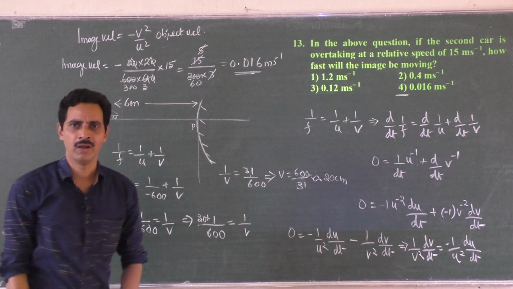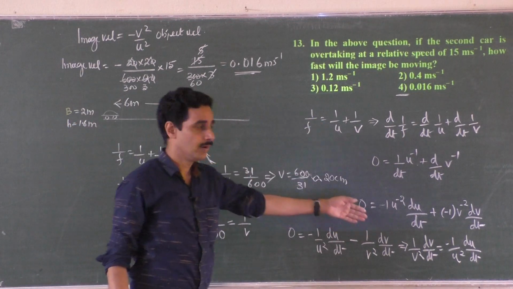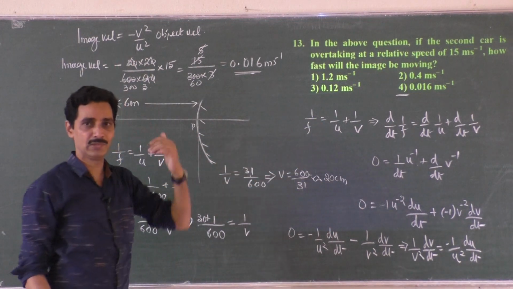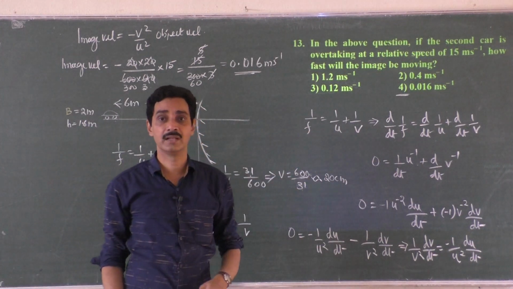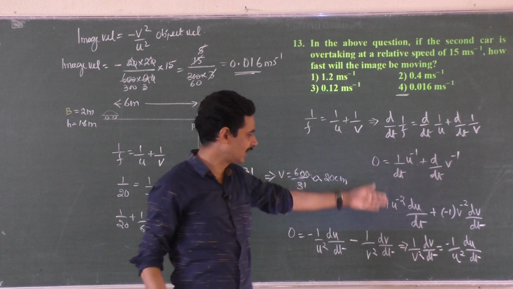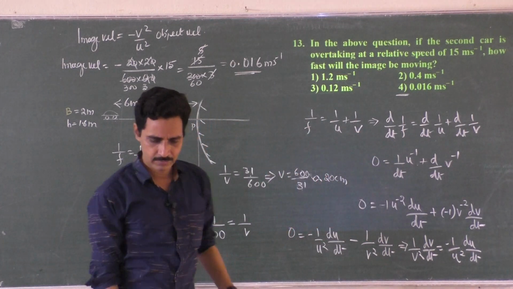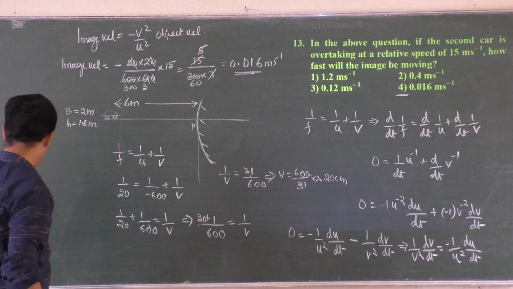It looks to be very long, but once you understand this one, you can remember this formula directly. You can do that, right? But you must know the steps. In case you forget the formula, you can differentiate it and you can get it. So that is the velocity of the image. Okay.